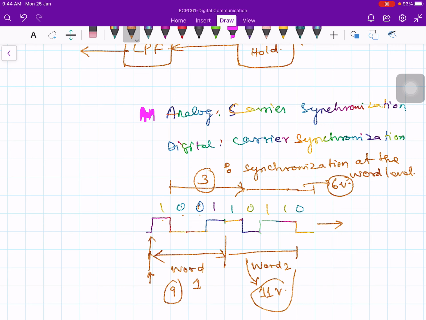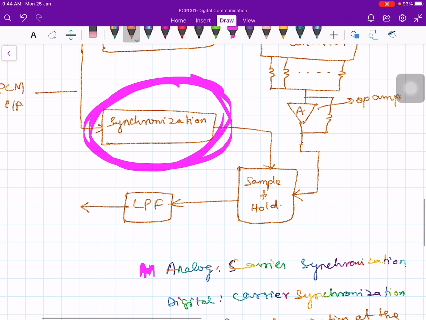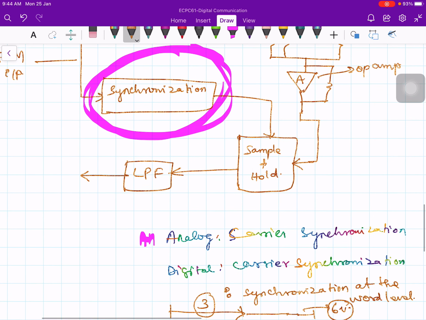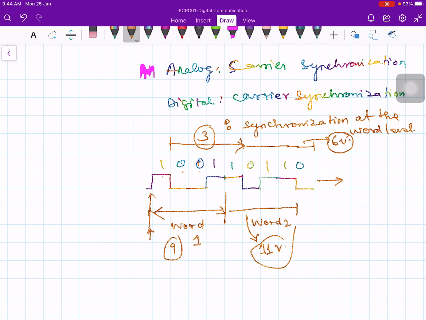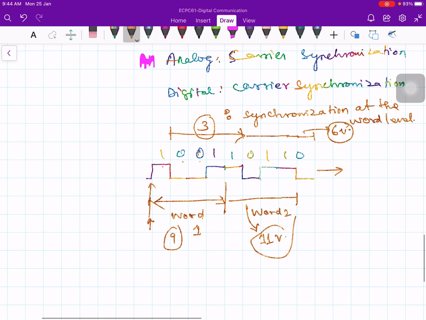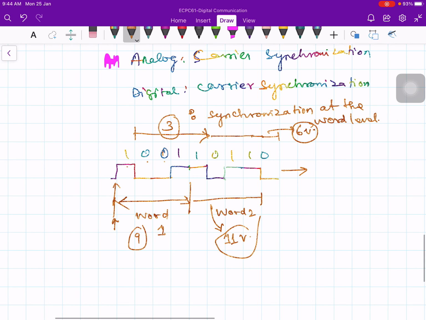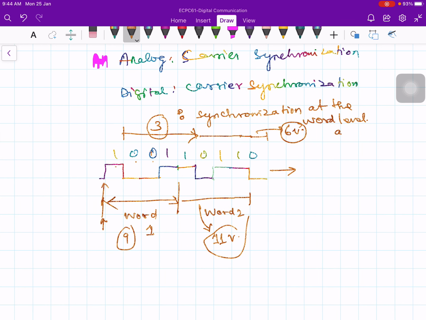Therefore, in order to achieve this kind of word level synchronization, we need the synchronization block. Because of that synchronization block, your digital communication receiver is more complex than your analog communication receiver. Okay, so definitely you need synchronization at the word level in order to mark different groups of bits from each other. And you also require synchronization at the bit level, as said, word level and also bit level.